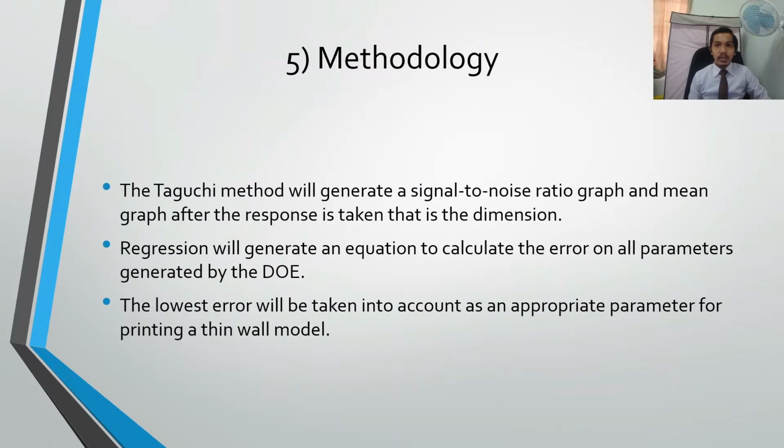After the parameters have been set, the design of experiment will generate L9 orthogonal arrays, and all the data is used to print the study model. The next step will be described in the results.